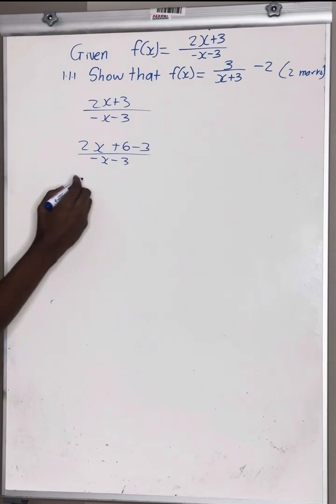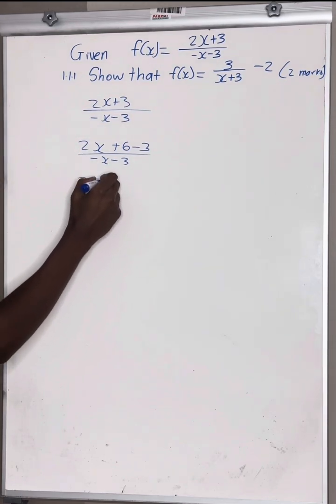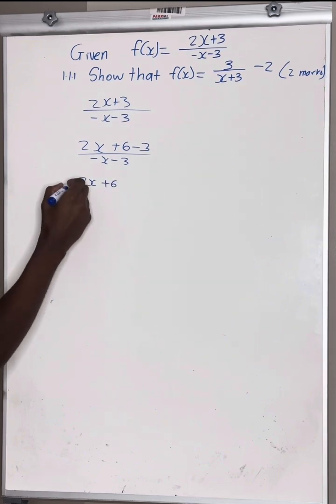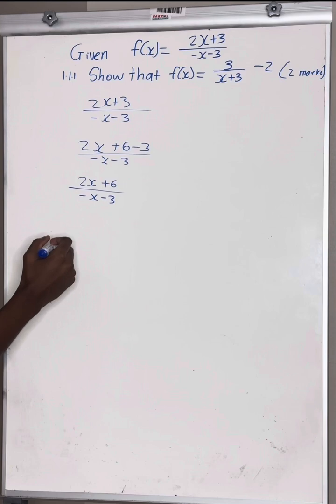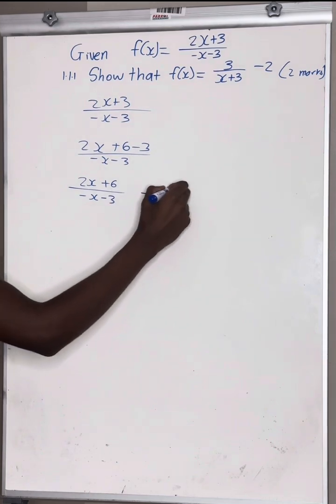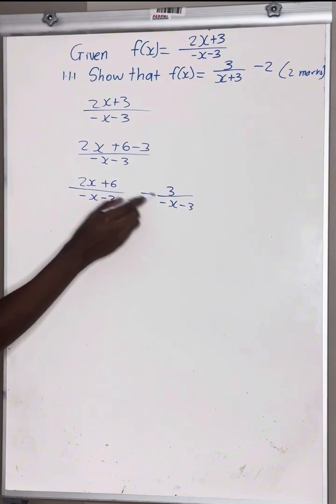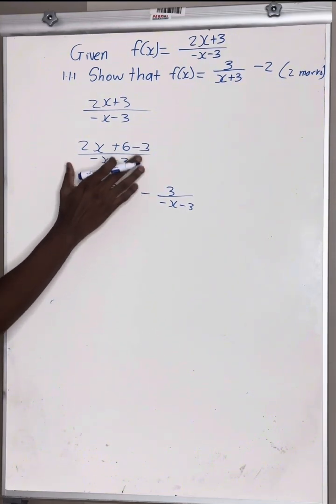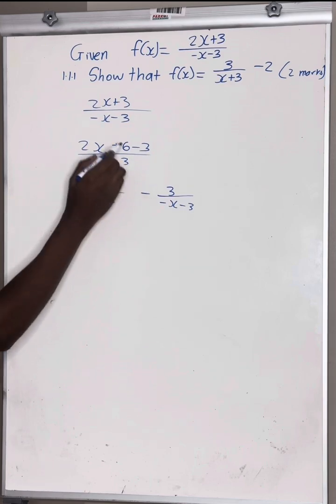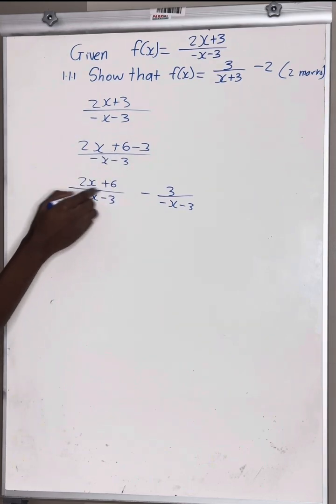Okay, and then from there, we should agree that 2x plus 6 all over negative x minus 3, minus 3 all over negative x minus 3. This is basically the same as that. It's just that we rewrote the form. So this is the same as that because they share the same denominator. Now let's simplify this side.